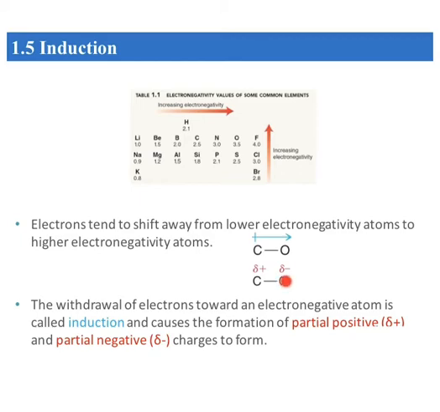As I said, oxygen is more electronegative, so it pulls the bonding electrons toward itself, and electrons are negatively charged. Therefore, oxygen gets the partial negative charge. However, carbon would experience less electron density around itself, so it gets the partial positive charge. This withdrawal of electrons toward an electronegative atom is called induction, which is a very important concept for us, especially while we are discussing organic reactions, to know where the reactive electrons are located.